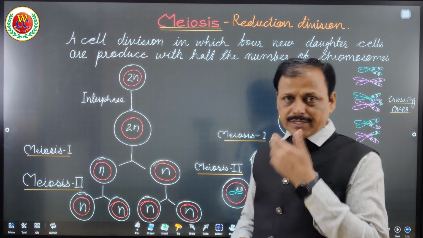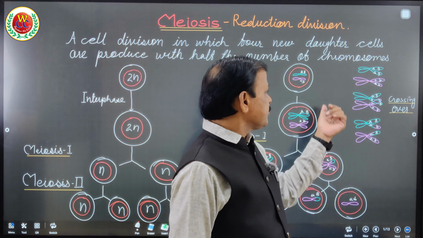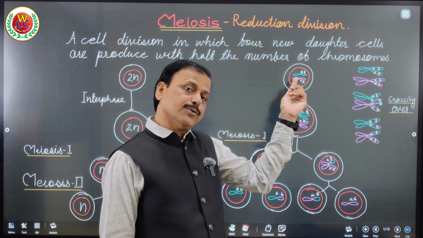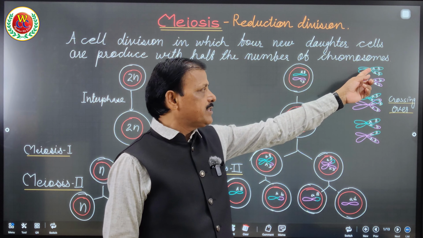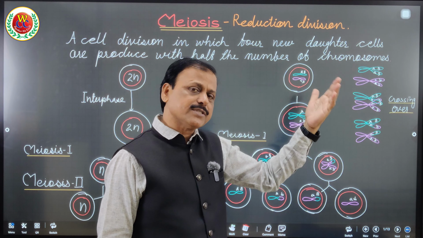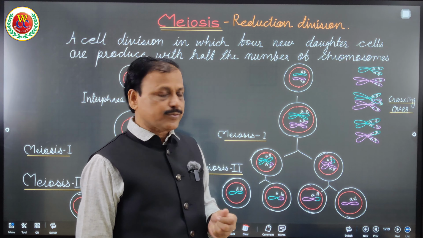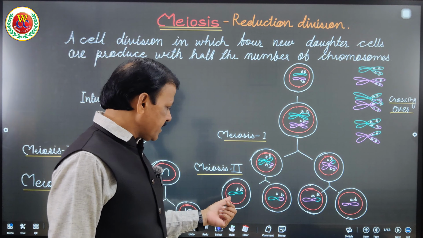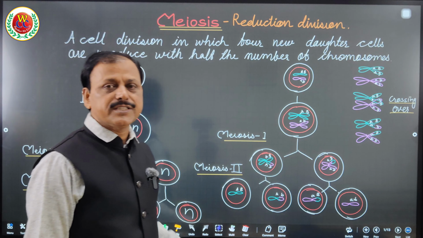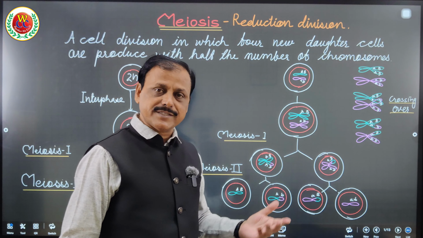But how did it happen that the 4 cells received a haploid set of chromosomes? Initially, the cell which undergoes meiosis has, suppose one chromosome is equal to 23, just to have a scale. Thus, these two sets of chromosomes equal 46 chromosomes. Now here 46 and each cell receives 23. That means half the number of chromosomes present in the parental cell.